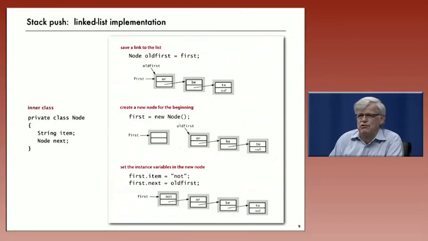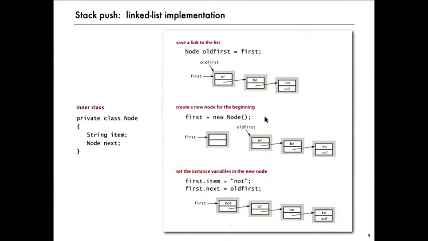What about the push operation? For the push operation, we want to add a new node at the beginning of the linked list. So the first thing we do is save away the pointer to the beginning of the list. That's oldfirst equals first. Then we create a new node that's going to be the new node that we put at the beginning of the list. That's first equals new Node.